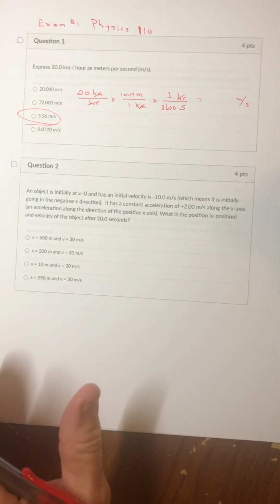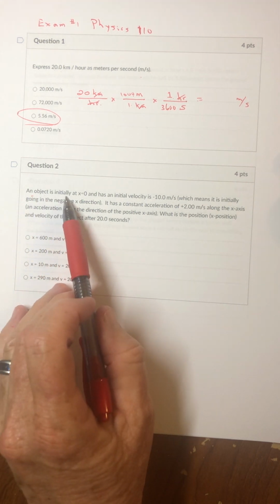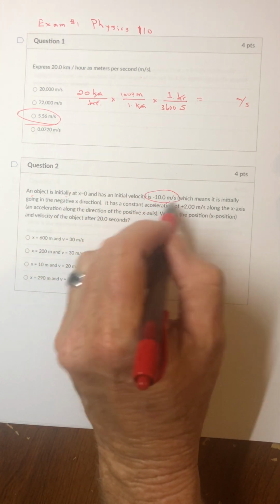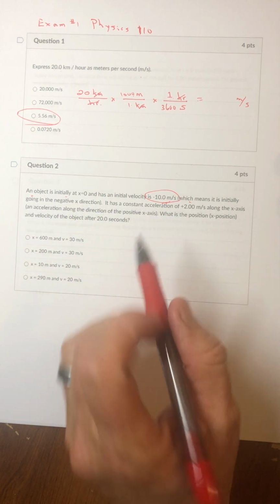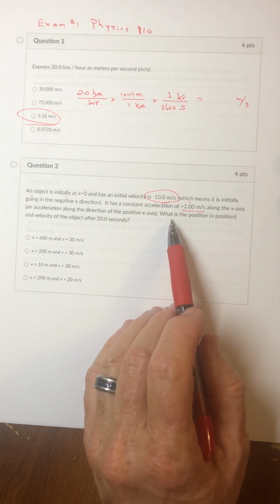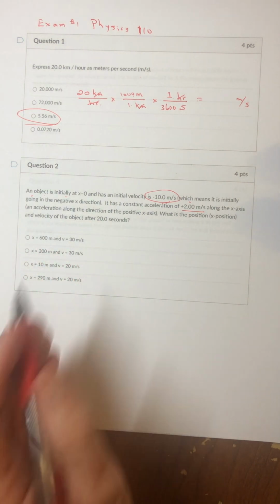Number 2 says an object is initially at x equals 0. It has an initial velocity of -10, which means it is initially going in the negative x direction. It has a constant acceleration of +2 along the x-axis. What is the position and the velocity?